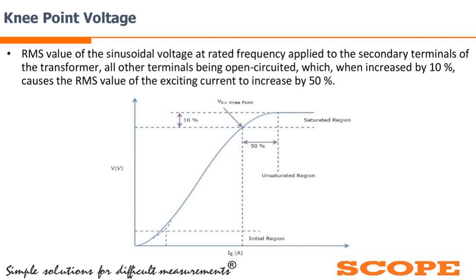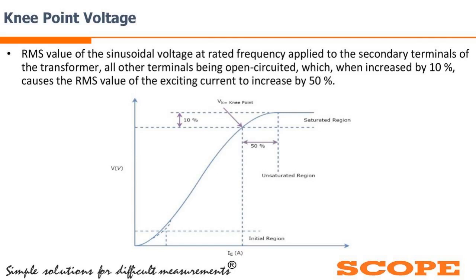Next one is the knee point voltage. What is knee point voltage? Basically, for testing knee point, we need to inject an RMS value of sinusoidal voltage at rated frequency on the secondary terminal of the current transformer, and all other terminals we need to keep open circuited. After that, we need to find out the knee point voltage.